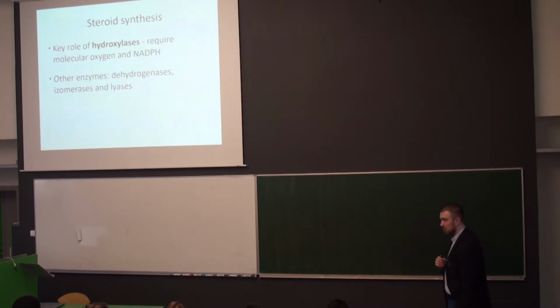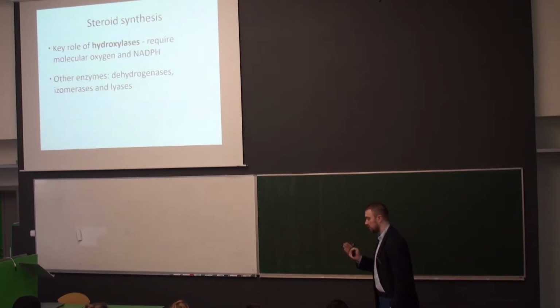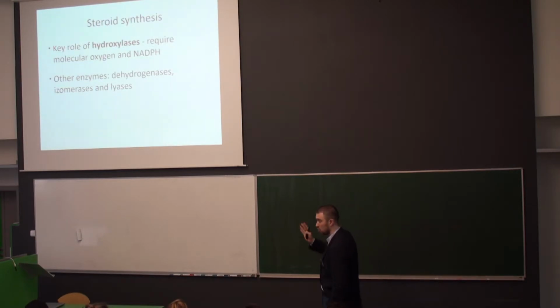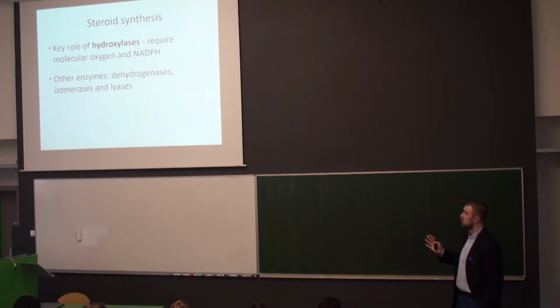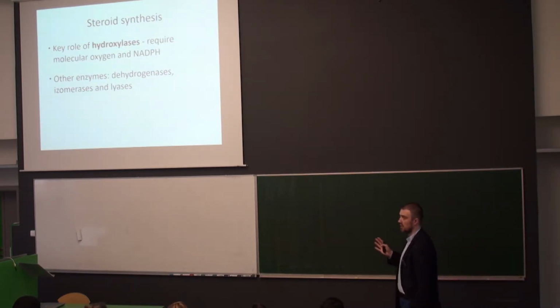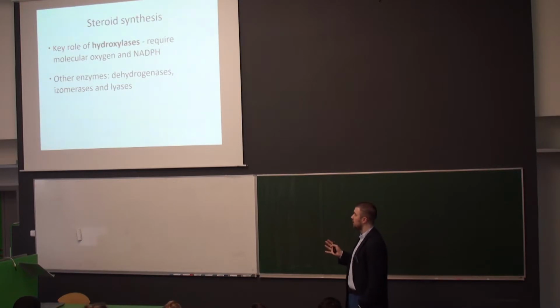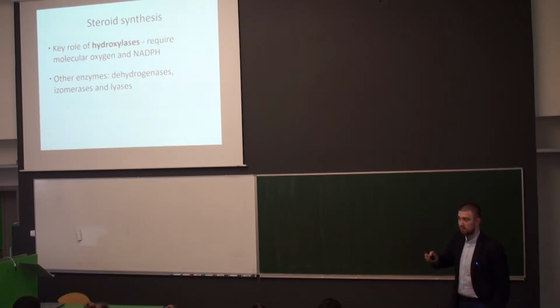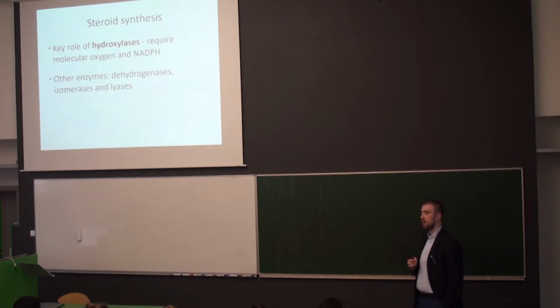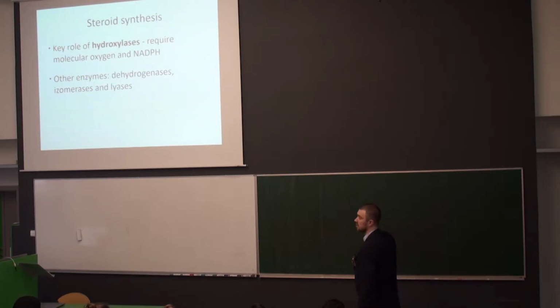What enzymes will we use to convert pregnenolone to those steroid hormones? We will use several types of enzymes. For example, hydroxylases, which use molecular oxygen and NADPH. Then we will use dehydrogenases, and we will use lyases. Lyases typically reduce the number of carbon atoms in the molecule.